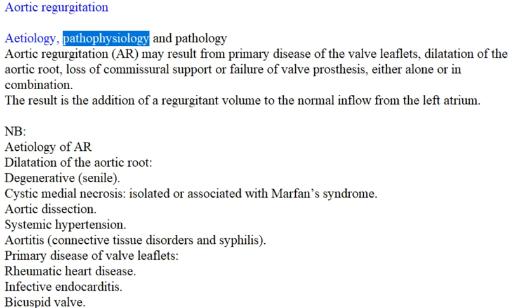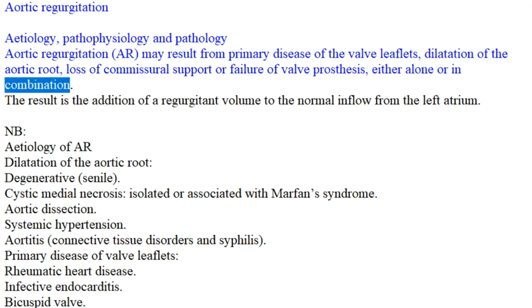Etiology, pathophysiology, and pathology. Aortic regurgitation, AR, may result from primary disease of the valve leaflets, dilatation of the aortic root, loss of commissural support or failure of valve prosthesis, either alone or in combination. The result is the addition of a regurgitant volume to the normal inflow from the left atrium.